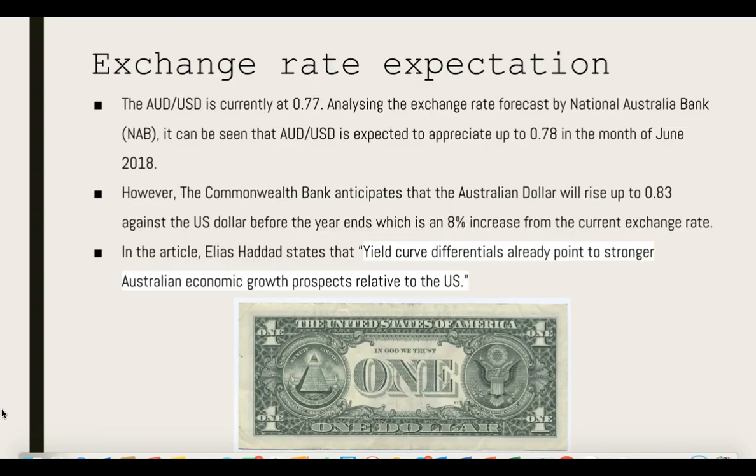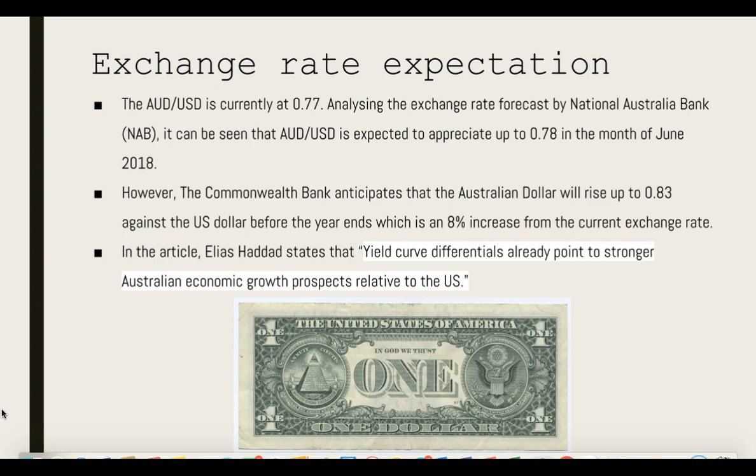When talking about the exchange rate expectation, the Australian and US dollar pair is currently sitting at 0.77. But when analysing the exchange rate forecast by the National Bank of Australia, it can be seen that the Australian and US dollar is expected to appreciate up to 0.78 in the month of June 2018. From June onwards, the pair is anticipated to gradually start depreciating back to 0.77 in September 2018 and then 0.75 in December 2018.